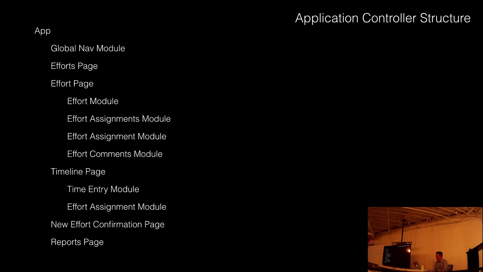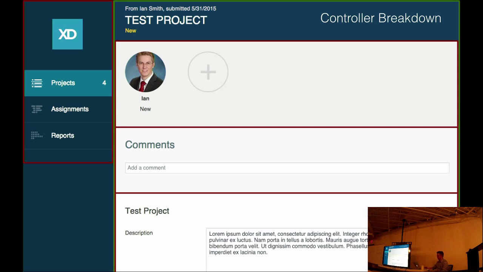Controllers. So looking at the application controller structure, this is kind of how it's broken down. Like I mentioned before, there are modules and pages, and I'll show how that's broken down visually in just a second. But basically, there's a global nav module, pages, and then modules inside of those pages. I'm not going to read all these out. So here's an example of a project.